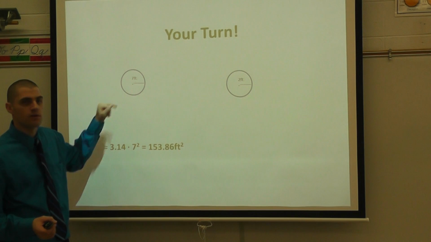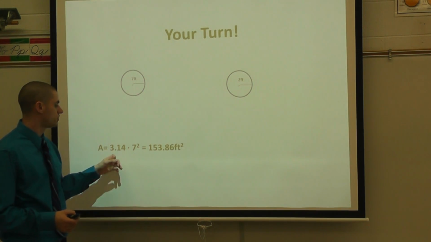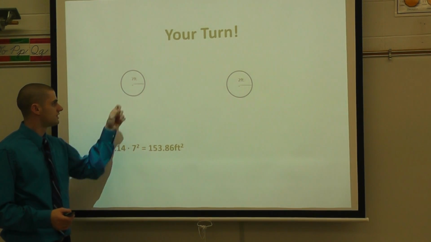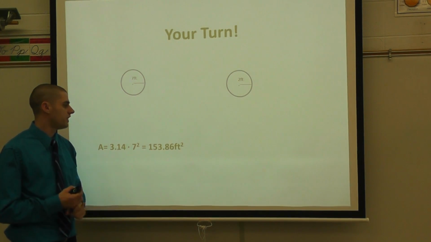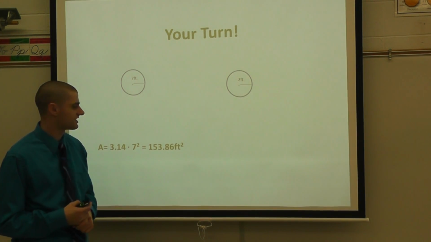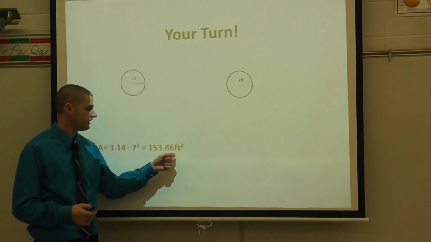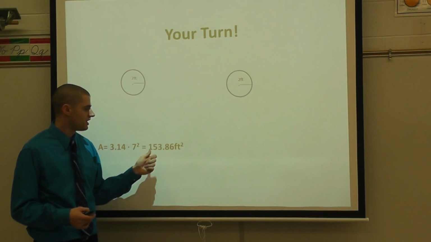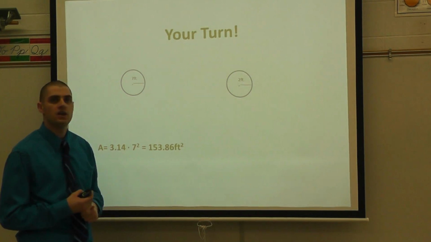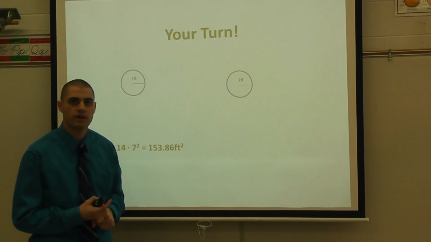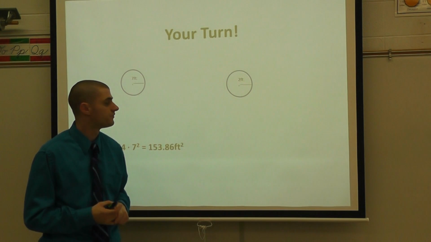Alright, in our first problem, you had 7 feet. You should have plugged in 3.14 times 7 squared to equal 153.86 feet squared. If you round that to the nearest tenth, we look at the 8, look to the right, we should round up, and it should become 153.9. Some of your calculators may have automatically rounded it up for you.